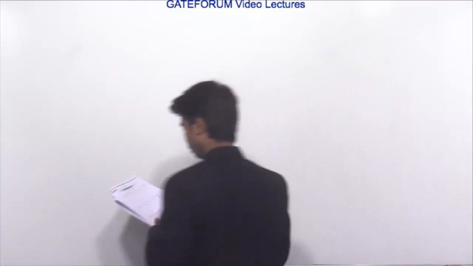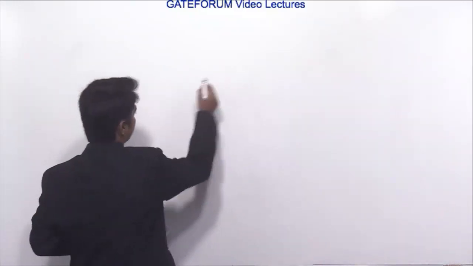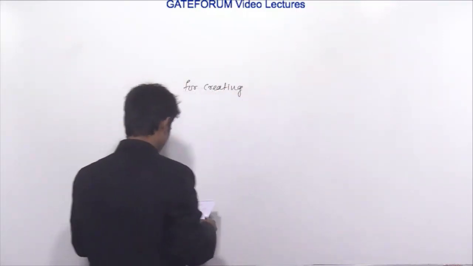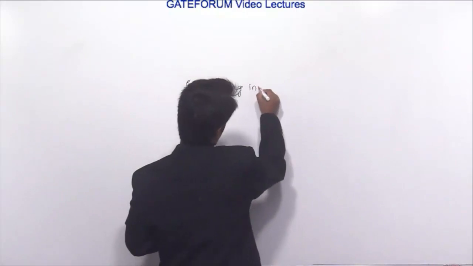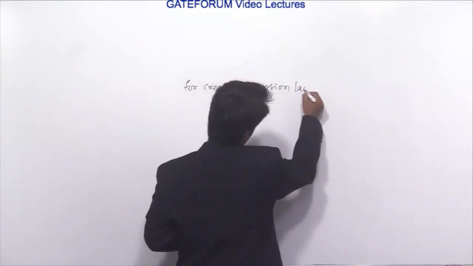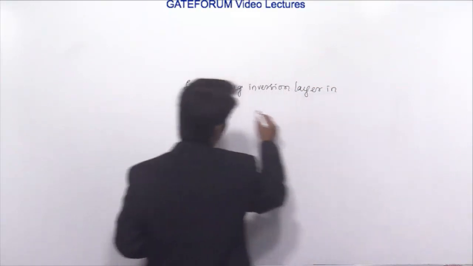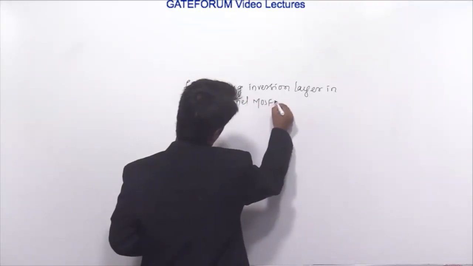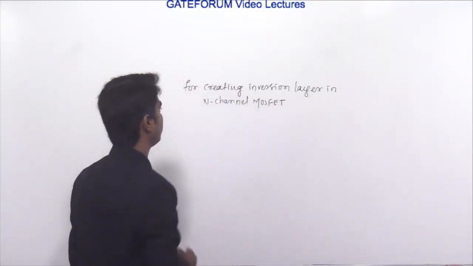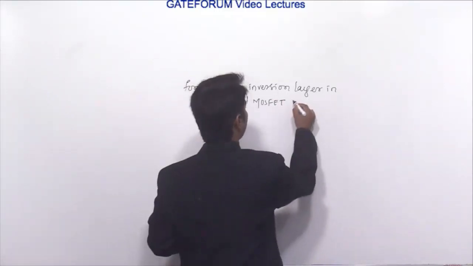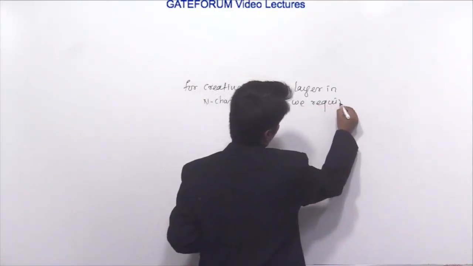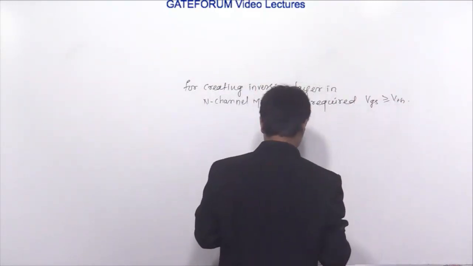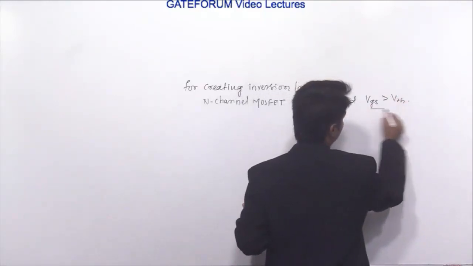See, for creating an inversion layer in n channel MOSFET, we require VGS should be greater than or equal to VTH. At least it should be greater than or equal to VTH.